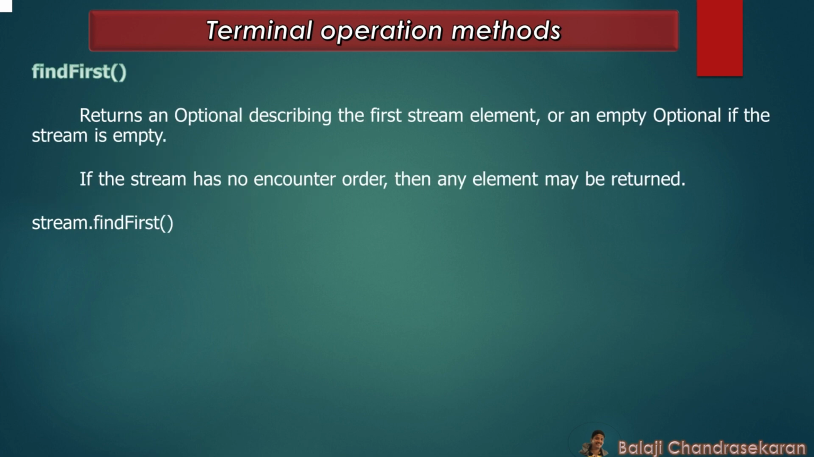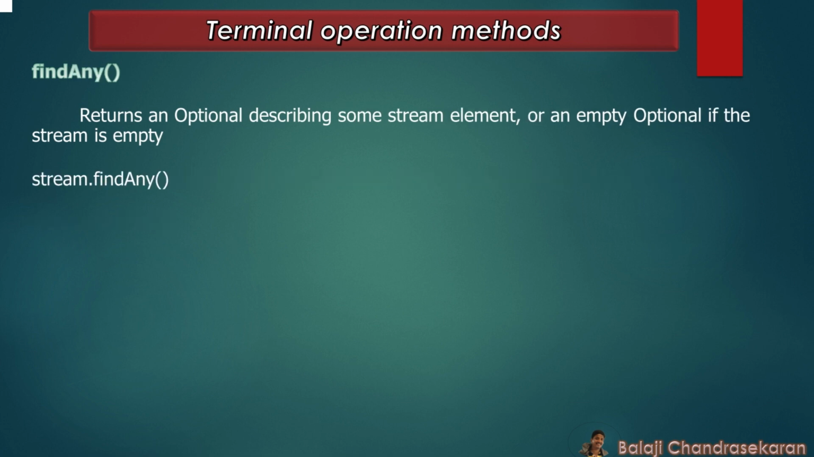The findFirst method returns an optional describing the first element of the stream or an empty optional if the stream is empty. If the stream has no encounter order, then any element can be returned. The findAny method in Java streams is a terminal operation that returns an optional object containing any arbitrary element of the stream. It is primarily used to retrieve any element from the stream without considering any specific order. In this example, the findAny method returns an optional object containing any arbitrary element from the stream. If the stream is empty, it returns an empty optional object.